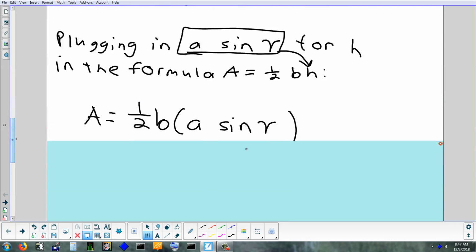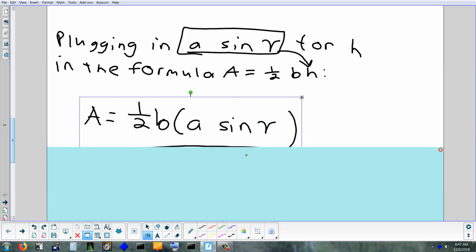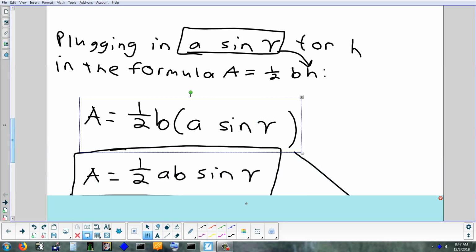What that gives me is 1/2 stays right where it is, the B stays right where it is, and instead of H, I put A sine gamma. So what's in parentheses there, that's my H. Now, that's all multiplied together: 1/2 times B times A times sine gamma. Since it's all multiplied, you can change the order, like 6 times 4, 4 times 6, same thing. They usually put the letters in alphabetical order. So they usually write it as 1/2 AB sine gamma.